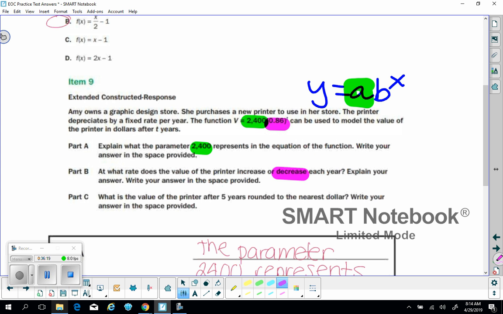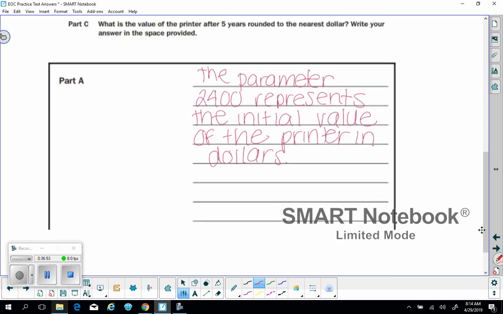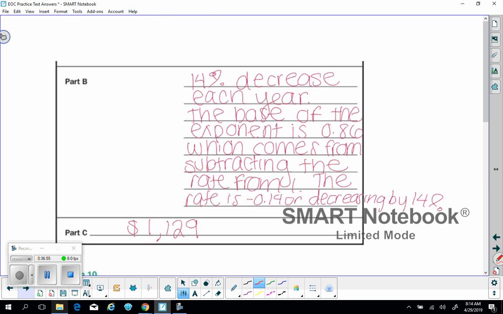Yes, we're going to do 1 minus 0.86. 1 would be if it stays the same. So what is 1 minus 0.86? 0.14, very good. So 0.14, at what rate would it decrease? 14% decrease each year.